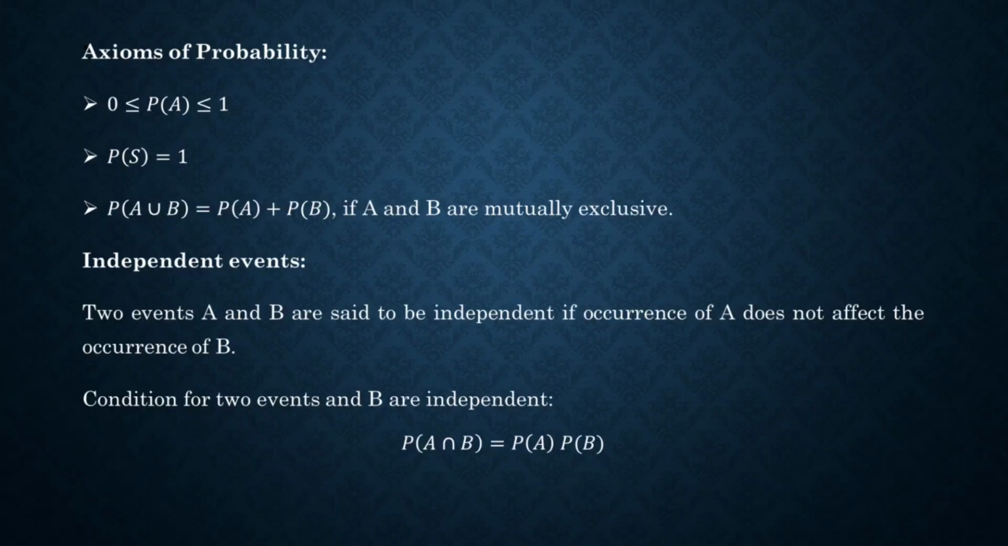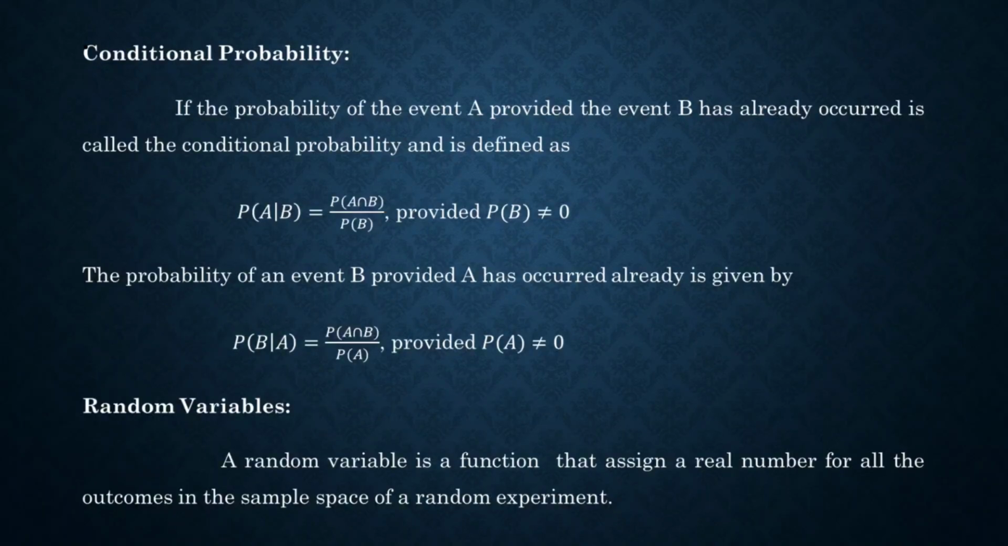Independent events. We say that two events A and B are independent if the occurrence of one does not affect the occurrence of other event. Conditional probability. The probability of the event A provided the event B has already occurred is called the conditional probability and is P of A given B equal to P of A intersection B by P of B, where P of B is not equal to 0.